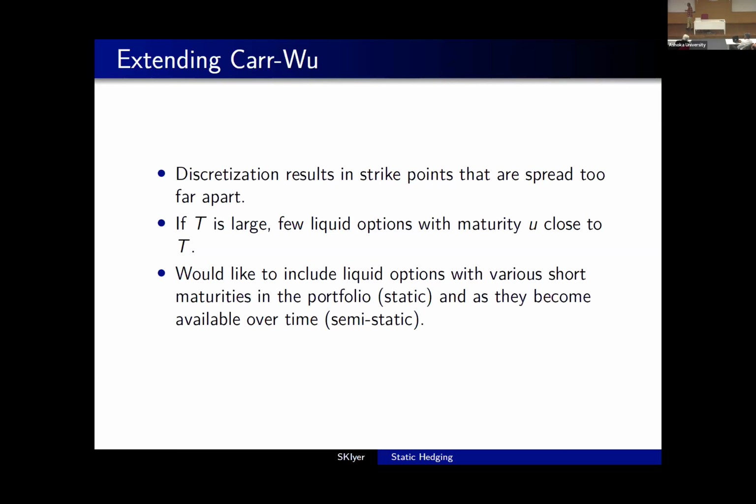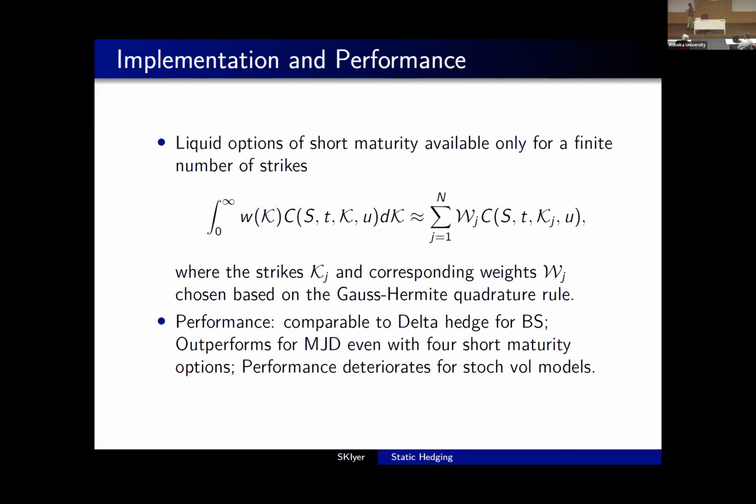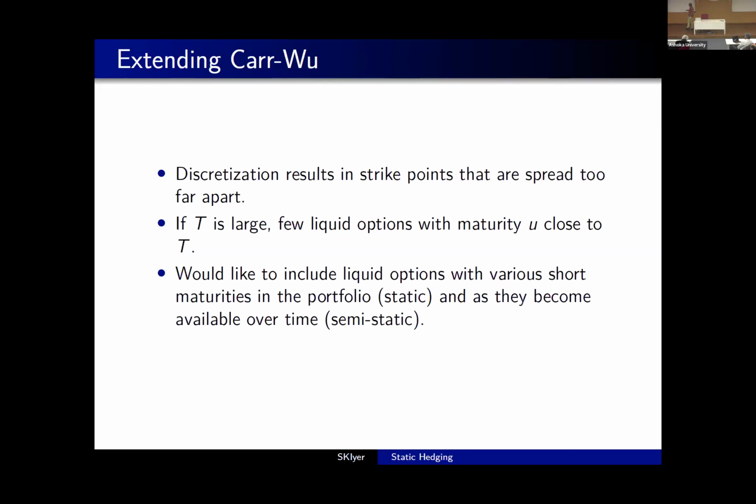Now, one thing that one observes is that since we are doing this discretization of the integral, these weights Wj and strikes kappa j are chosen according to the Gauss-Hermite quadrature rule. Typically, these strikes are spread quite far apart. And if T is large, there would be very few liquid options with maturity U close to capital T. So we would like to fix these two problems. Here, you can include only liquid options of one particular short maturity in your portfolio.